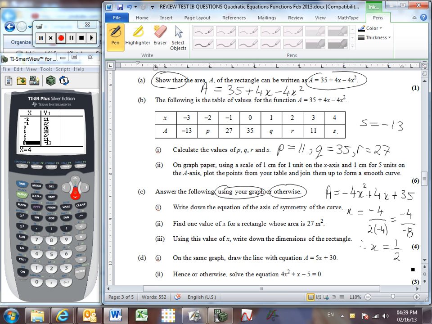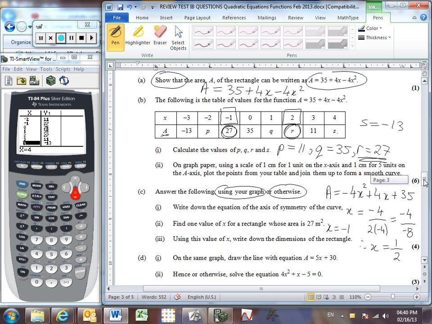Part I, we need to find one value of x for a rectangle whose area is 27 meters squared. Well, look, here's an area of 27. So one value of x must be -1. We also discovered that c was equal to 27, so there's another place where our area is 27. So either of these two x values would be a correct answer for part I. Just for the sake of argument, I'm going to write down the first one I saw, but you could have written down the second one, +2.